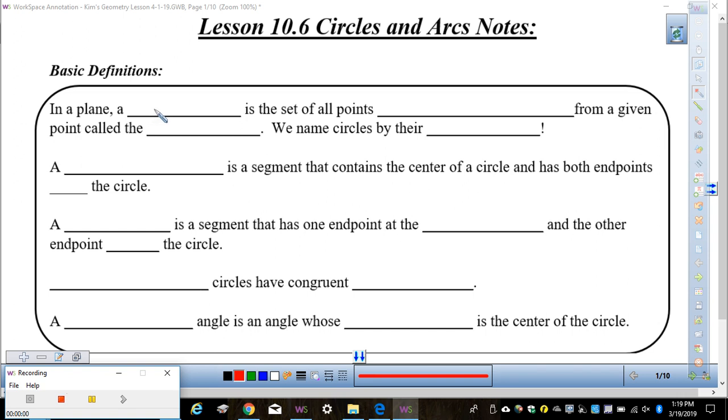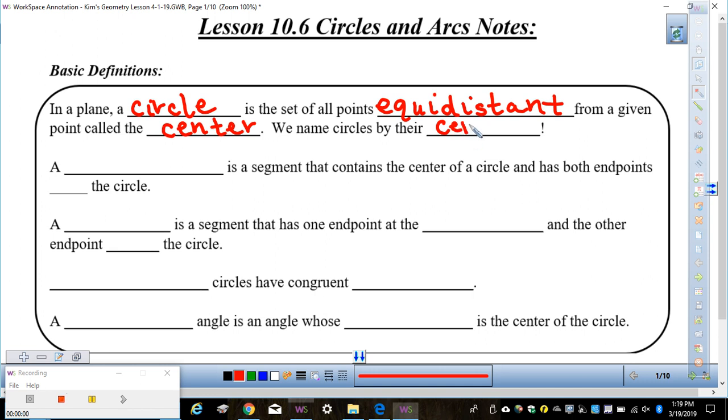So first off, we have in a plane, a circle is the set of all points equidistant from a given point, which we call the center. We always name circles by their centers.